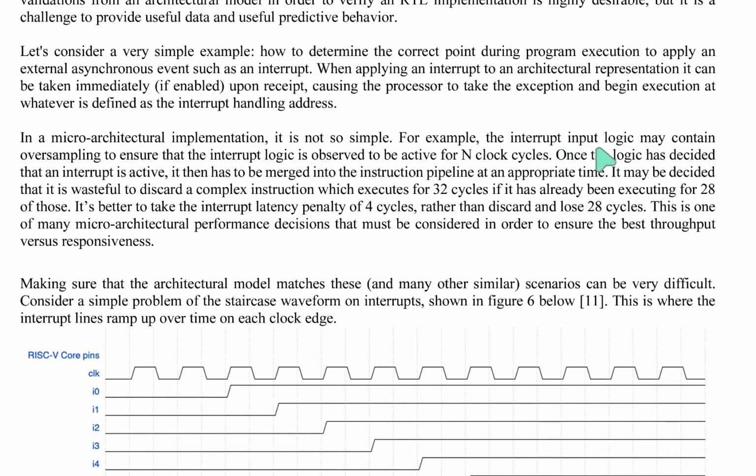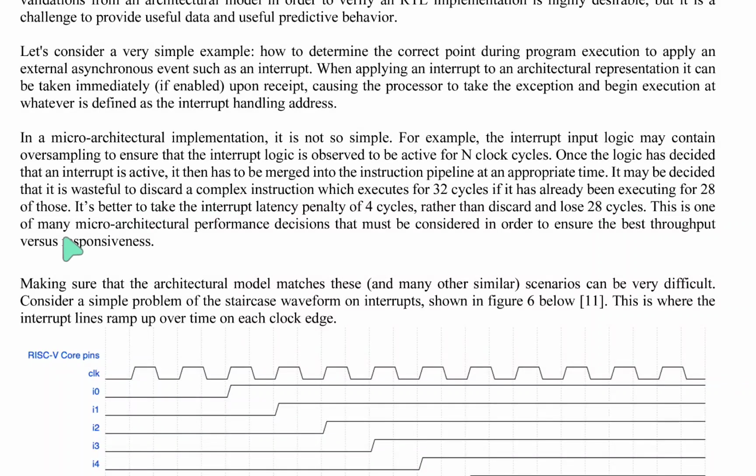For example, the interrupt input logic may contain oversampling to ensure the interrupt logic is observed to be inactive for several clock cycles. Once the logic has decided that an interrupt is inactive, it then has to be merged into the instruction pipeline at an appropriate time. It may be decided that it is wasteful to discard a complex instruction which executes for 32 cycles if it has already been executing for 28 of those. It's better to take an interrupt latency penalty of 4 cycles rather than discard and lose 28 cycles.